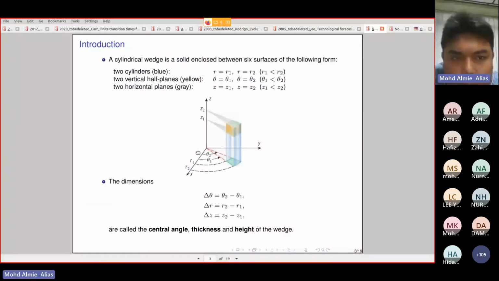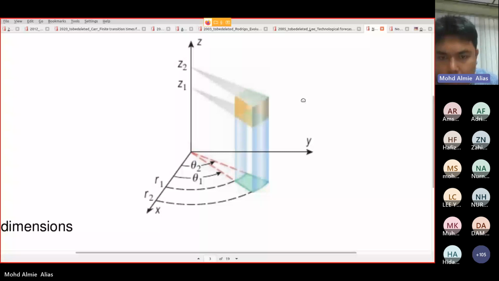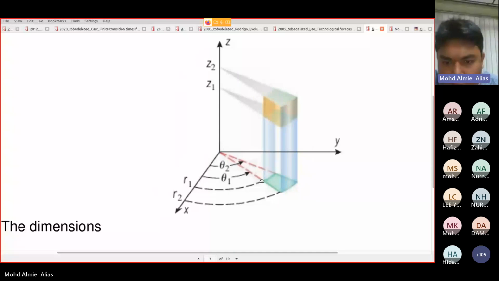Okay, so you have here the blue color, the blue wall here is actually the inner boundary, and okay, because from here you get this, and then another one which is the outer boundary of this wedge or cylindrical wedge. Okay, so this actually comes from a circle with radius r1. Okay, and the outer boundary comes from the circle with radius r2.